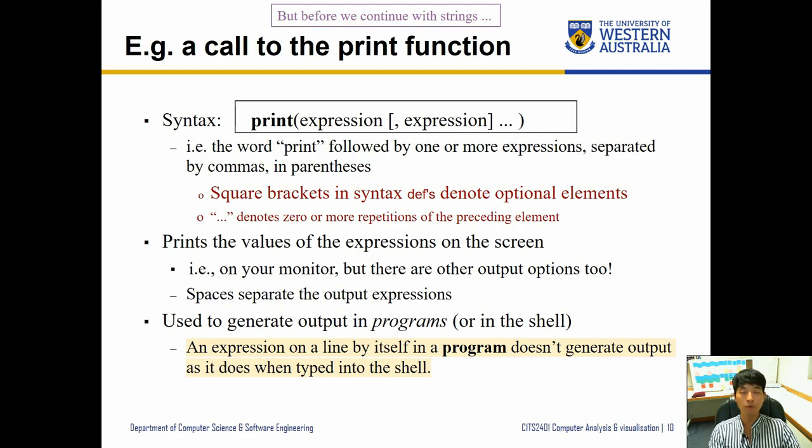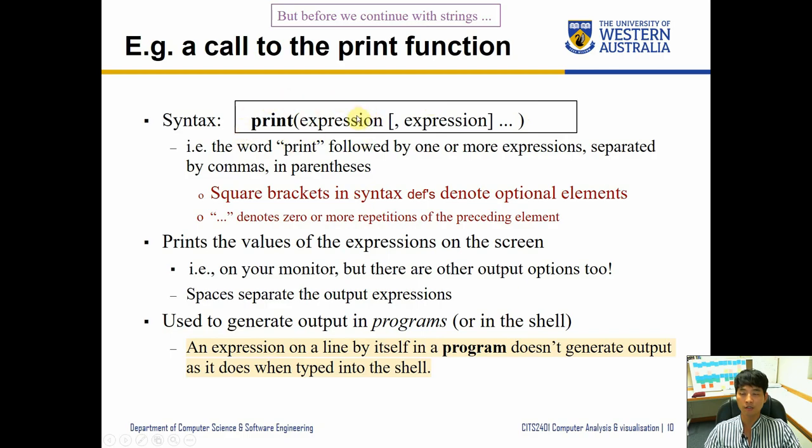Before we progress with more string stuff, let's briefly touch on the print function. This is going to be useful when we want to print things from our program. The syntax is very simple. You just call the name of the function, print, open the bracket, and whatever you pass in as the parameter is going to be output to the shell. If you have multiple parameters, you can separate them using commas. So that's the typical syntax.